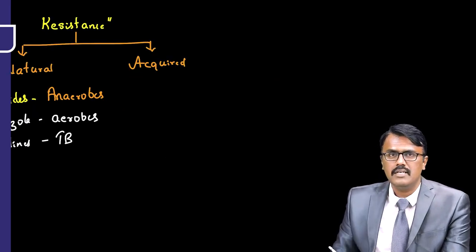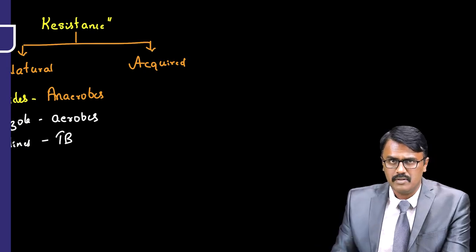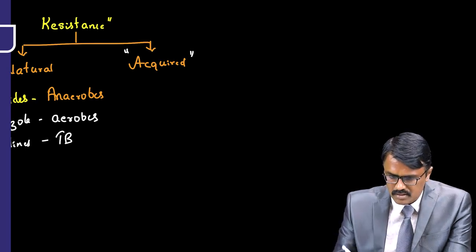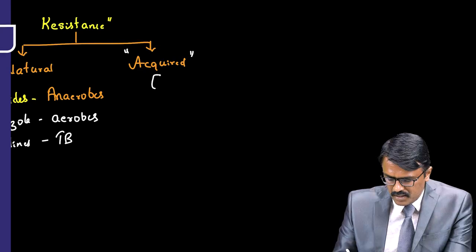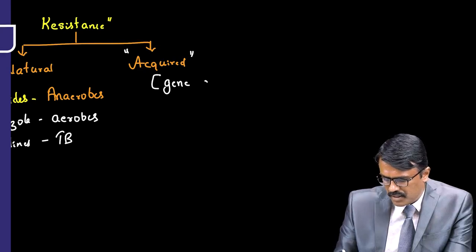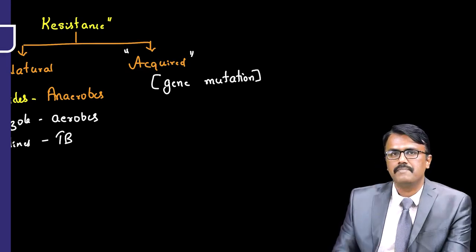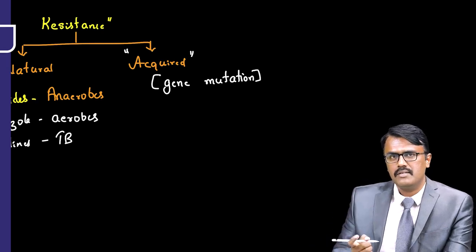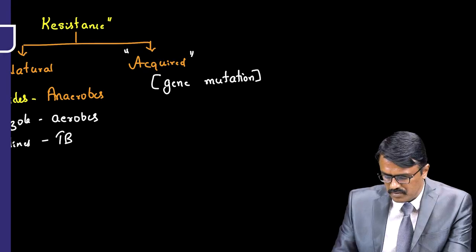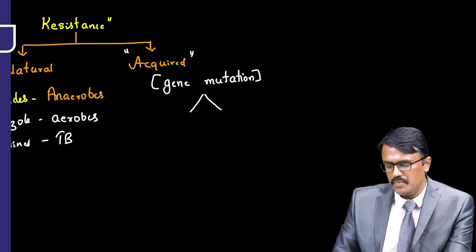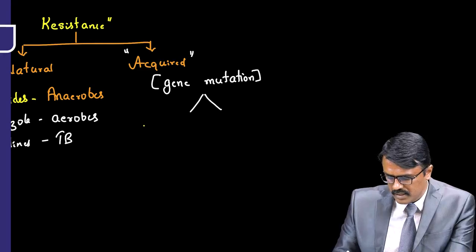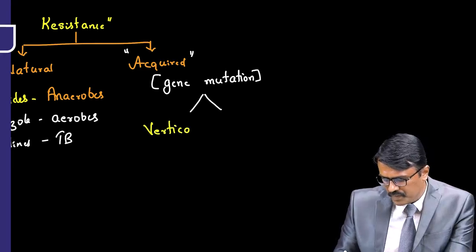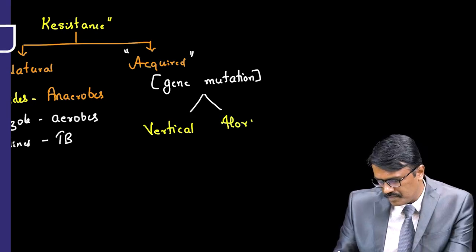Acquired means initially the drugs used to kill the microbes, but now the drug is unable to kill them. So that is called acquired resistance. What is the reason? The reason is that the gene becomes mutated. In the bacteria or microbes, the gene becomes mutated, and this gene mutation will lead to resistance. The mutated gene can be transferred in two ways, either vertical or horizontal.